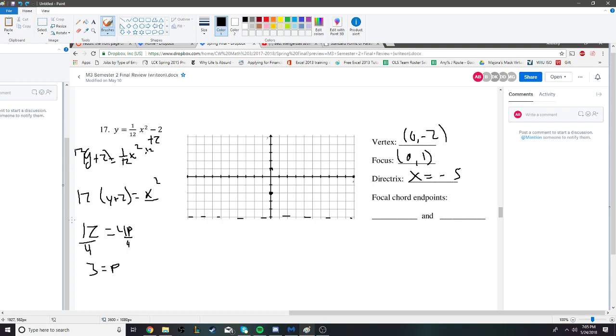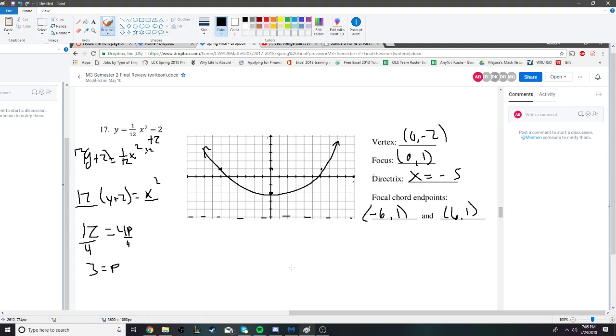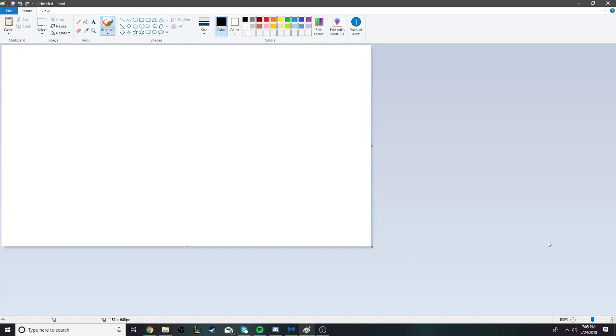And since our number here is 12, that means we should have 6 on both sides. 1, 2, 3, 4, 5, 6. So it'll be at negative 6, 1. 1, 2, 3, 4, 5, 6. 6 comma 1. And there we go. So that's unit 7.